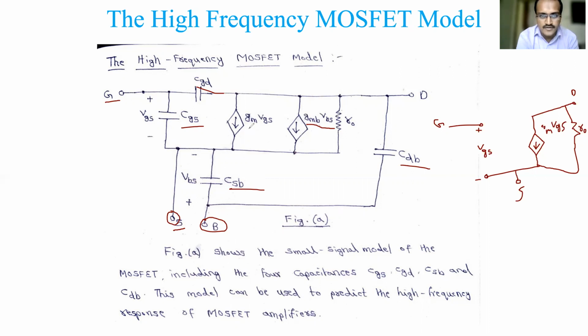See here, GM into VGS current source is there, R0 is there. The only thing is we have brought all the other capacitances into the picture here. So this is the complete picture of a small signal model of the MOSFET, including the 4 capacitances. We have considered CGS, CGD, CSB, and CDB. And this model can be used to predict the high frequency response of MOSFET amplifiers.